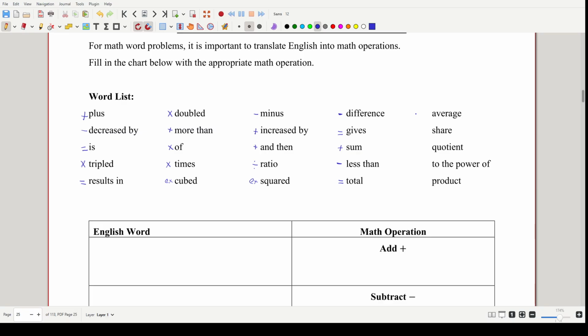Average. Well, remember how you calculate average. You take all your values and then divide by the number of items you have. So this is actually going to be a division. Share, we're sharing amongst things, so this is division as well. Quotient is, of course, the solution to a division problem. To the power of, that definitely means that it's an exponent. And then product, of course, is the answer of multiplying multiple things together.